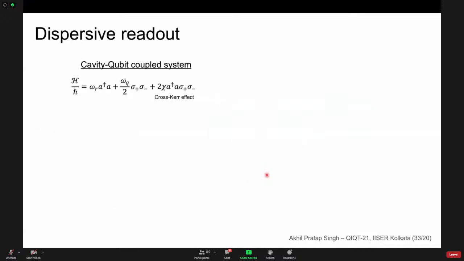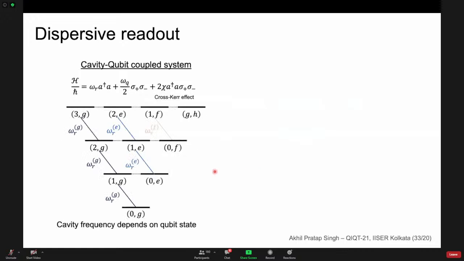This is what in circuit QED is called dispersive readout. This is just the idea of dispersive readout. You have this cavity frequency in the circuit, and it depends on the qubit state. The 0, 1, 2, 3 are the average photon number in your cavity, and G, E, F are the states of your qubit. Depending on how many photons there are and what the state of your qubit is, omega R is the resonance frequency of the cavity. So omega R for G and E are different. Depending on whether your qubit is in G or E, the resonance frequency of your resonator changes.